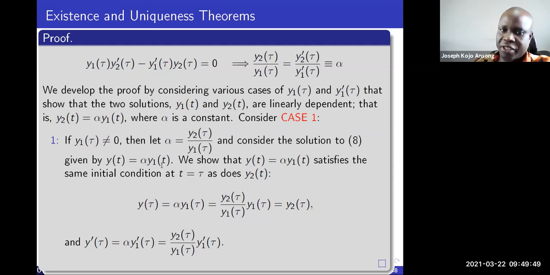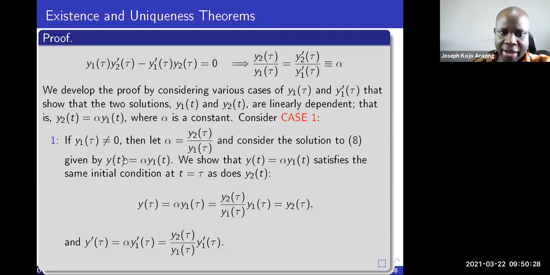Note that y1 of t is already a solution. So I'm going to consider another solution, which is just a constant times y1. If y1 is a solution, then the constant times y1 is also a solution, from what we explained previously. The idea for the proof is to show that this y here, which is alpha times y1, is actually y2. And if it's y2, then of course y2 and y1 are linearly dependent, because one is a constant multiple of the other one. Good.